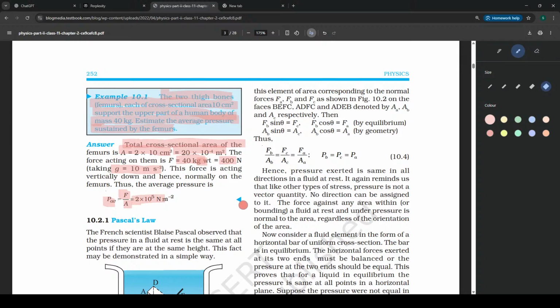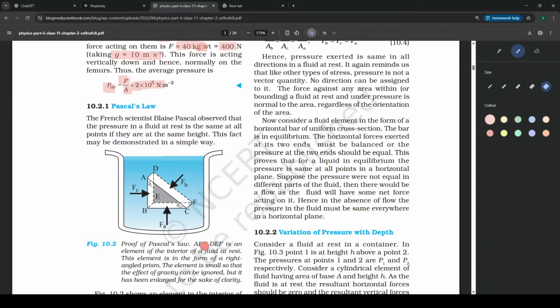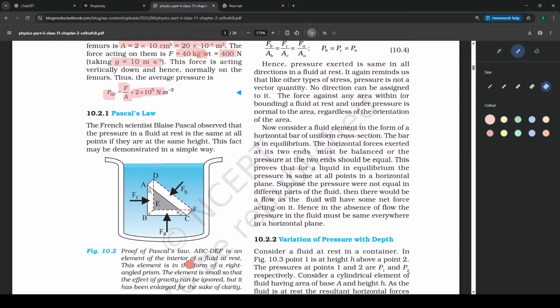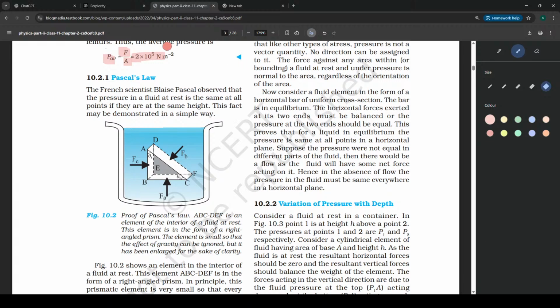Okay, now coming to the subtopic, that is Pascal's law. Subtopic under the main topic, pressure. Pascal's law, 10.2.1. The French scientist Blaise Pascal observed that the pressure in a fluid at rest is the same at all points if they are at the same height. This fact may be demonstrated in a simple way.